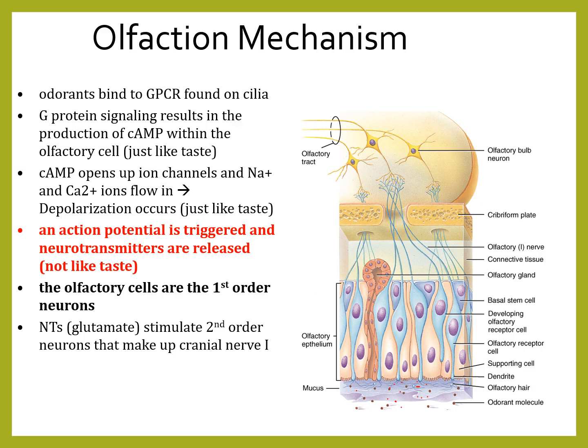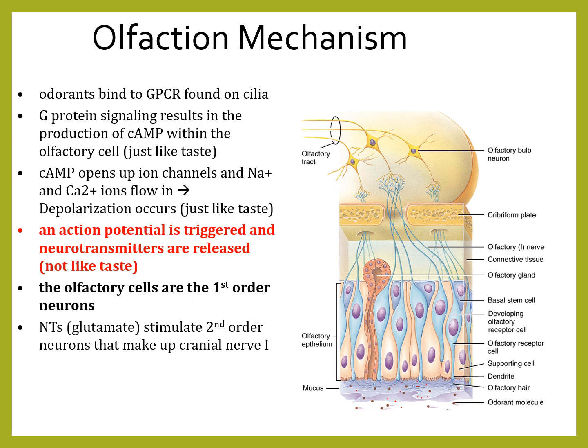And these chemoreceptors are G protein coupled receptors. So they're not ion channels. They are G protein coupled receptors. That is then going to activate the G protein. The G protein is going to activate the effector, and the effector is going to produce the second messenger called cyclic AMP. Cyclic AMP is then going to open up ion channels, and you are going to have ions flowing into the olfactory cell, and you get depolarization, just like in taste.